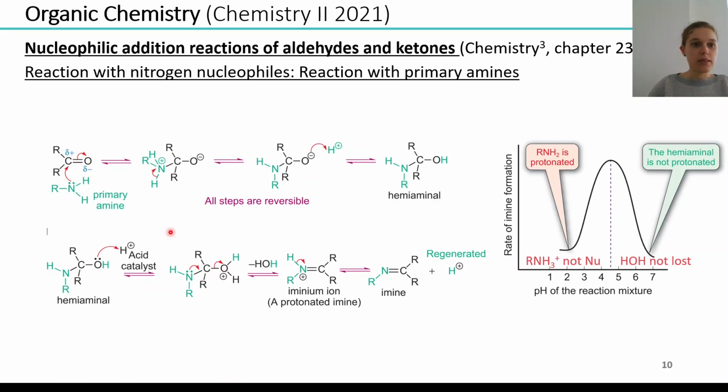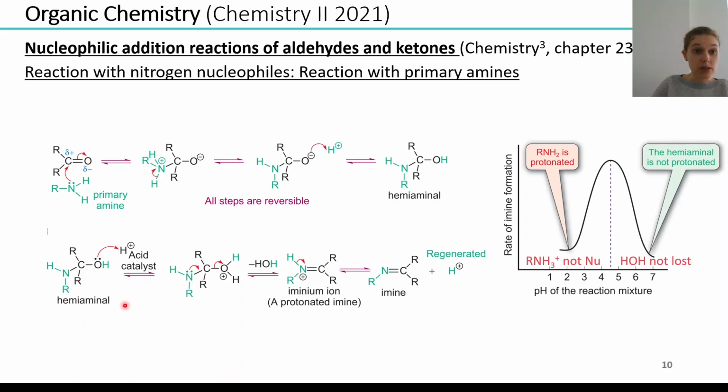In the first part, the amine adds to the carbonyl group, and after a proton transfer from the nitrogen to the oxygen, we end up with a hemiaminal. Then in the second part, the hemiaminal is protonated by the acid catalyst, and then water is released in order to form an iminium ion, followed by a deprotonation to form the imine. Hence, this reaction can also be described as an addition-elimination reaction.